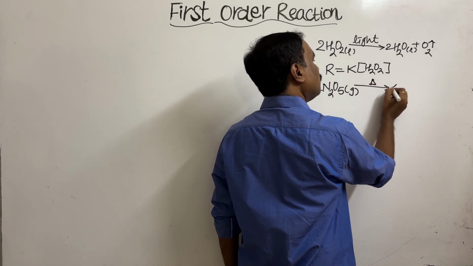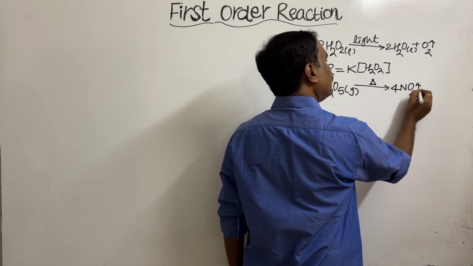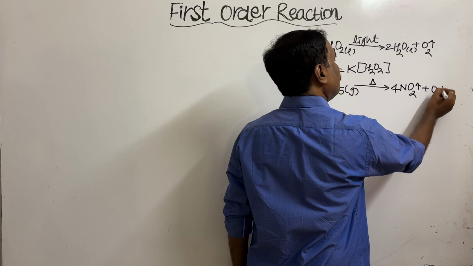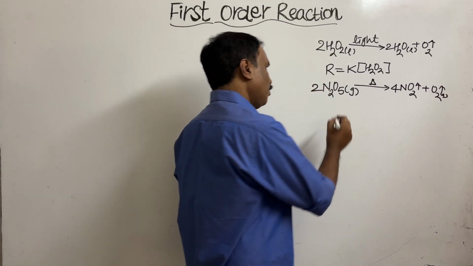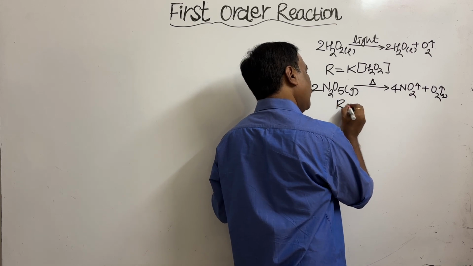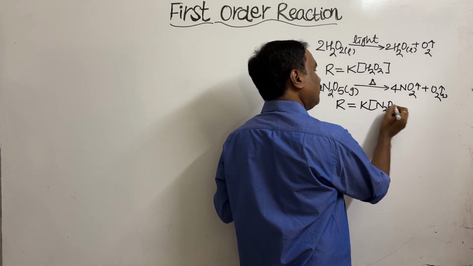Second example, decomposition of nitrogen pentoxide. It gives nitrogen dioxide and oxygen. So again, this is an example of first order kinetics, and here rate of reaction R is equal to K into concentration of nitrogen pentoxide.